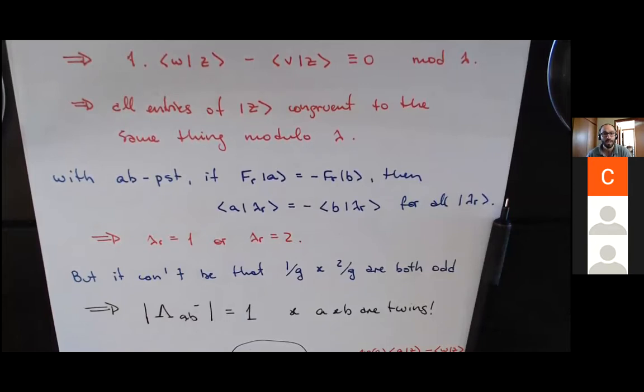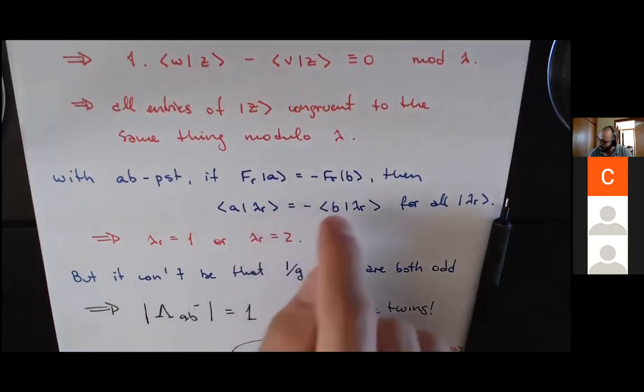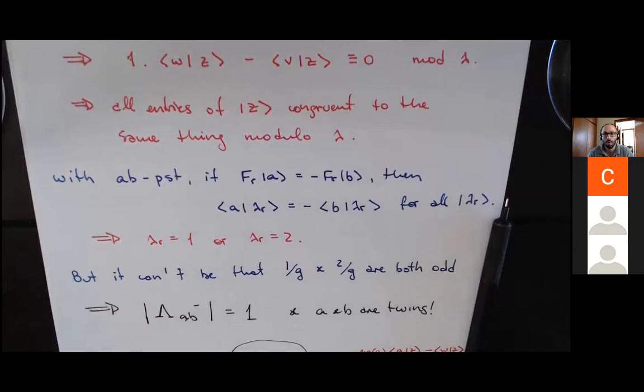All right? But see, all these entries are also congruent to the same thing modulo lambda. Okay. And with that, it strikes me now I could be saying that lambda r is 1, 2, or a power of 2, I suppose. Or even, right? What am I missing? Lambda is 1 or 2, that's for sure, but it also could be an even number.